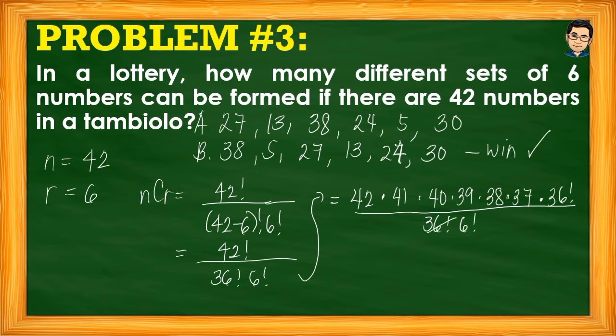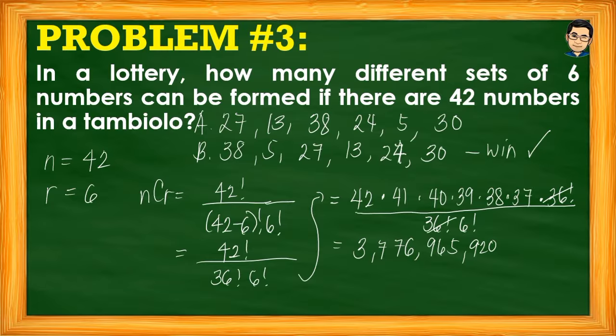Then, cancel out natin yung 36 factorial. And then, pwede nating i-multiply yung mga remaining factors. So, 42 times 41 times 40 times 39 times 38 times 37. That will give us 3,776,965,920. Is this the final answer?